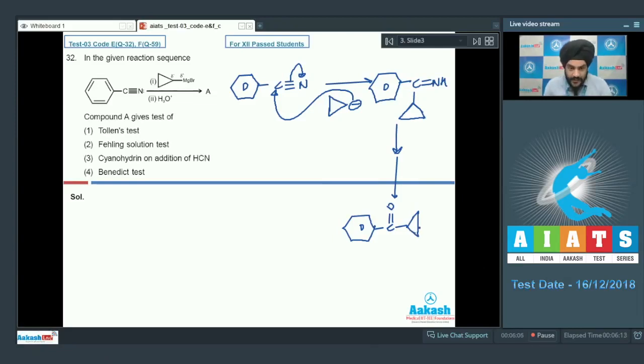Let us look at the options which follow. So this is our compound A and the examiner is interested in knowing the type of test which is given by this compound A. So the compound A will not give Tollens test. Tollens test is given by aldehydes. It will also not give Fehling solution test. It will also not give Benedict test. All of these are tests for aldehyde. So it will give the formation of cyanohydrin on addition of HCN. So students, we have to mark option 3 as the correct answer to our question.